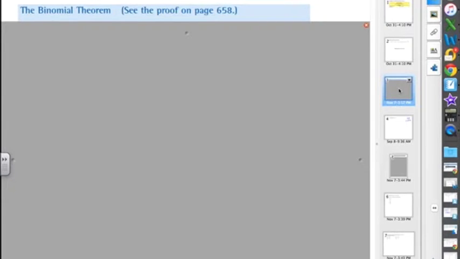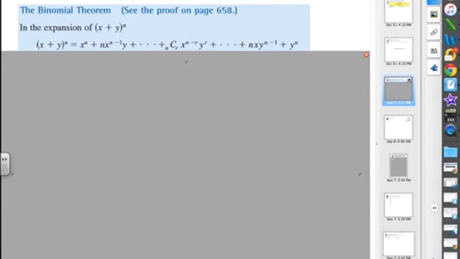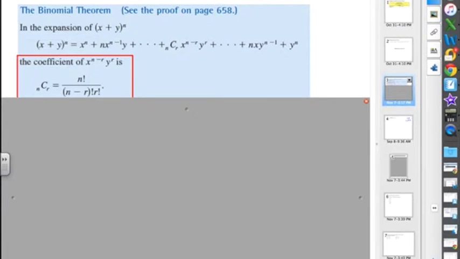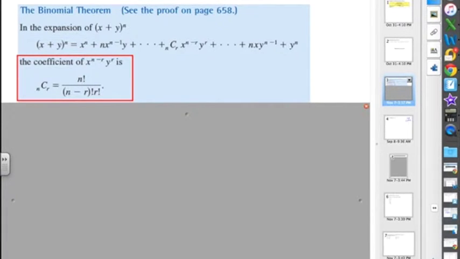So let's take a look at what the binomial theorem says. In an expansion, x plus y to the n, it shows you the expansion: x plus y to the n equals x to the n plus n times x to the n minus 1 times y, and then so on. In that expansion, the theorem says that the coefficient of a term that has x to the power of n minus r times y to the power of r is going to be this combination: n choose r, n factorial over n minus r factorial times r factorial. So that's the coefficient.